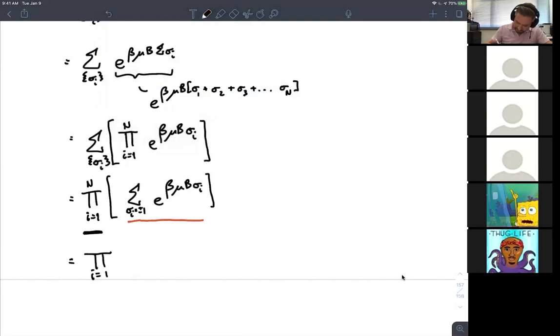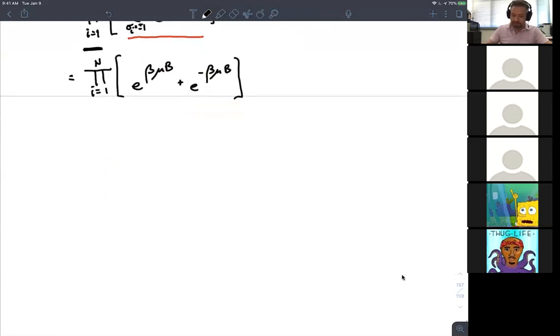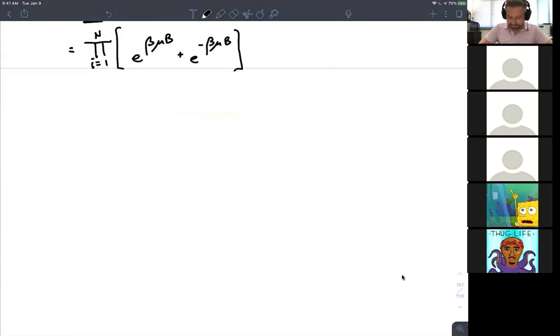Okay, so if I do that, what I get is this is equal to the product from i equals 1 to n. And then I just do the sum, right? So I plug in sigma i equals plus 1, and I get e to the beta mu b. And then I plug in minus 1, and I get plus e to the minus beta mu b. Look at that. Lovely.